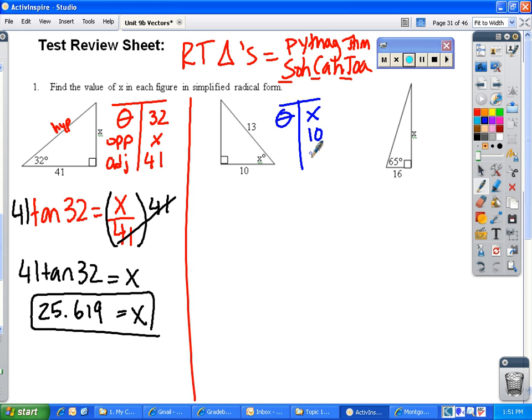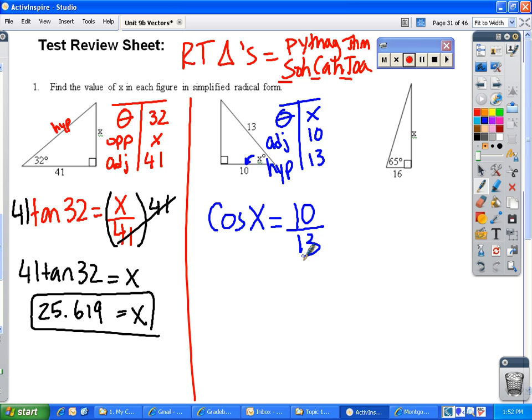I have a 10 and I have a 13. Next to x is 10, so that's adjacent. And 13 is across from that 90-degree angle, which makes it the hypotenuse. So now I look up at SOHCAHTOA and I say, all right, I have A and H, "CAH," that goes with the C, which means now we're looking at the cosine. So the cosine of my angle, x, equals adjacent 10 over hypotenuse 13.